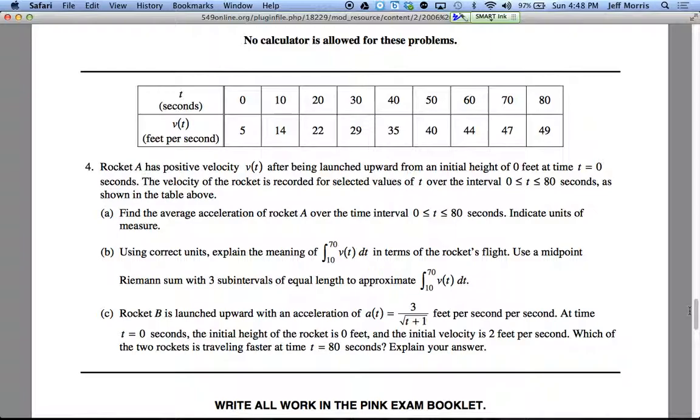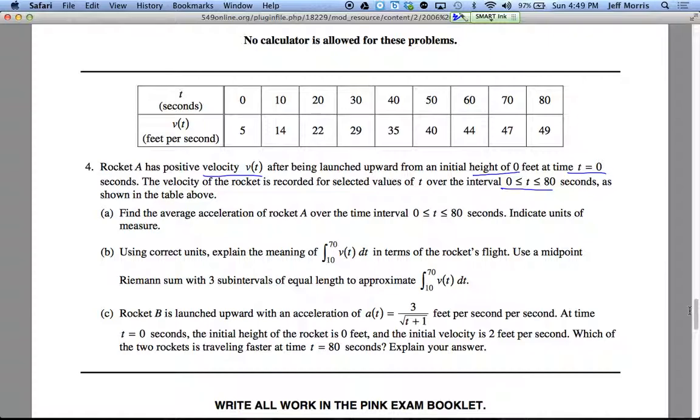All right, rocket A has positive velocity v of t after being launched upward from an initial height of 0. All right, this is key. Initial height of 0 at t equals 0 seconds. The velocity of the rocket is given for selected t values from 0 to 80 seconds in the table above.